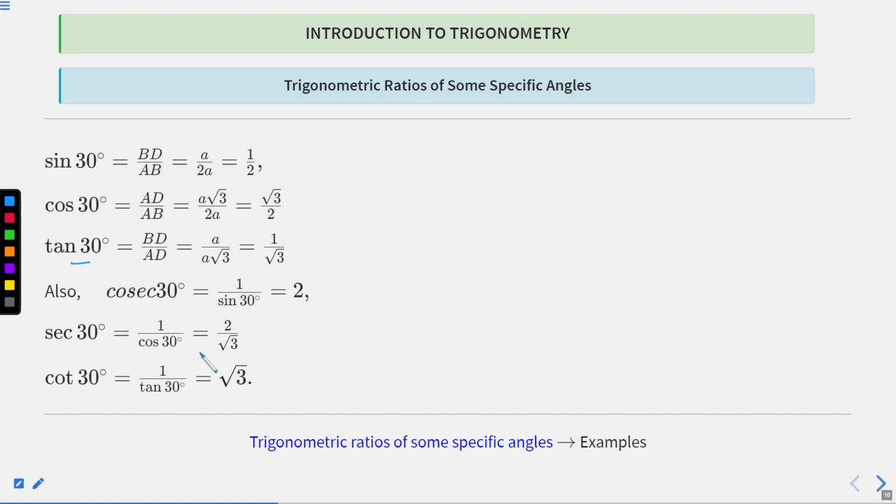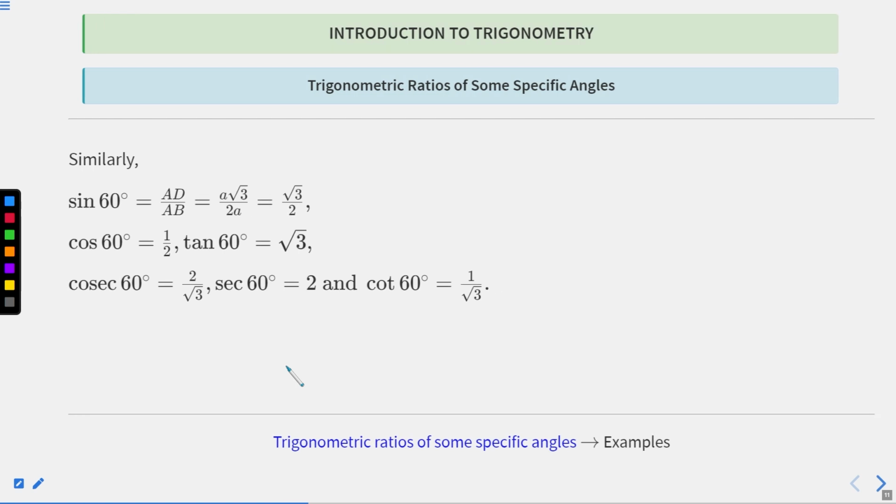Also cosec 30 is the reciprocal of sine 30 degree, that is 1 by sine 30 degree, which is equal to 2, since sine 30 degree is 1 by 2. And sec 30 degree is equal to 1 by cos 30 degree. We have cos 30 degree equal to root 3 by 2, so sec 30 degree is equal to 2 by root 3. And cot 30 degree is equal to 1 by tan 30 degree, that is 1 by 1 by root 3, which is root 3.